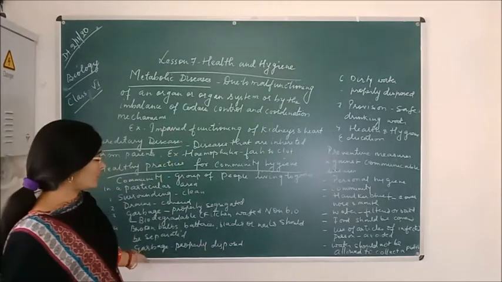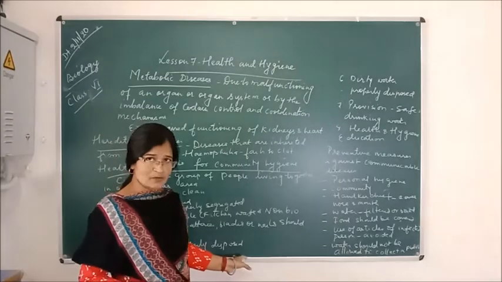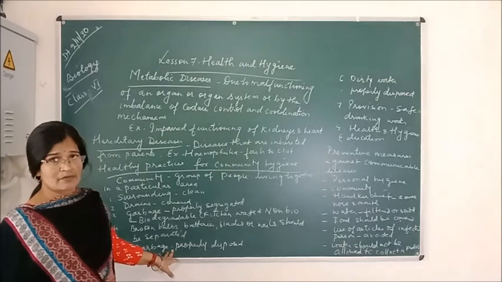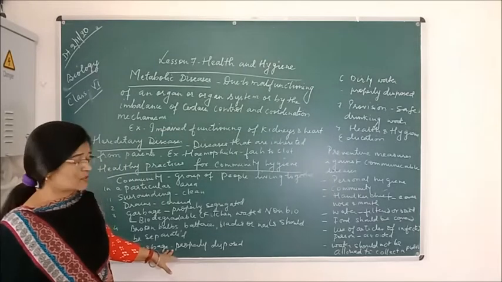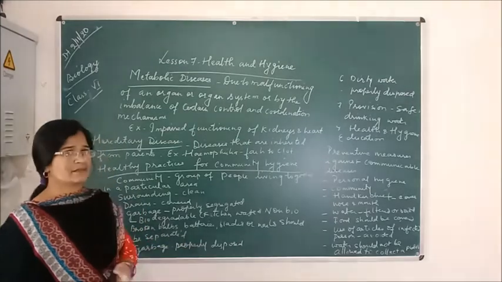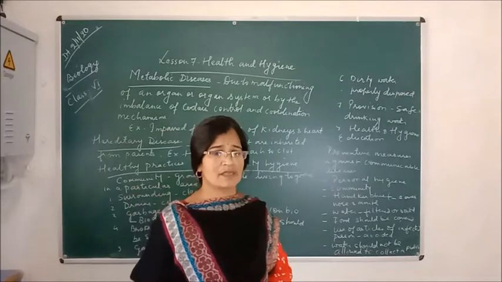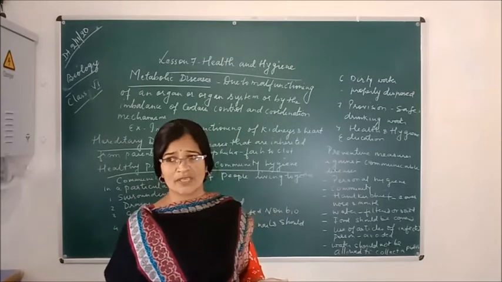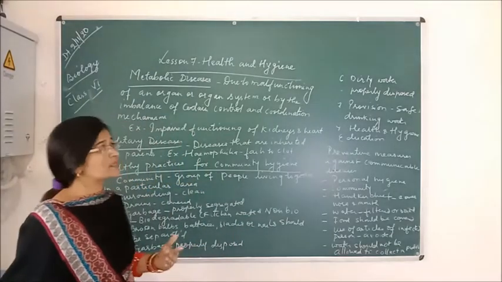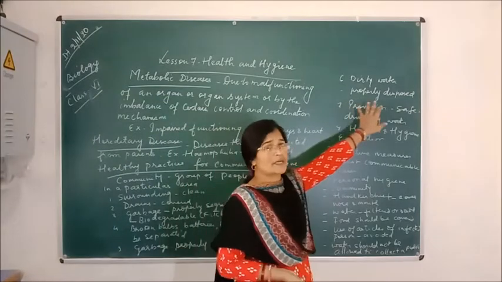So they should be properly disposed, like the hospital waste should be burned properly, and some biodegradable waste should be converted into compost by the composting method. There are different methods, like the landfill method and the incineration method. According to the type of waste generated from the homes or from the industries, it should be properly disposed of. And dirty water should also be properly disposed of.